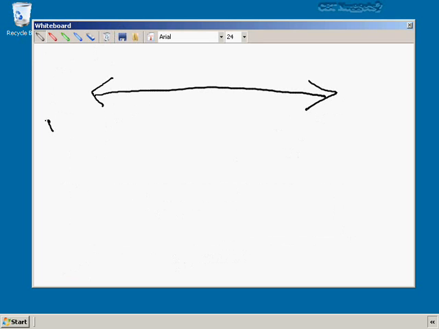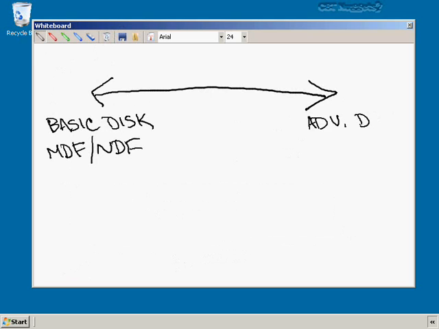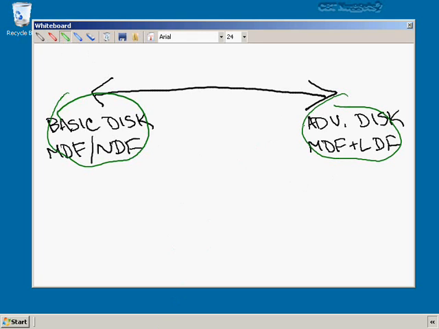At one end, you're going to use a very basic disk subsystem, and you're going to use MDF and NDF files. At the other end of the spectrum, you're going to have an advanced disk subsystem, and you're going to use probably one MDF and have your LDFs on the same one. So at this end, you're really doing most of the work yourself. You're spreading it out, you're allocating it, you're being very careful with the disks. At this end, you really don't have to do that much.